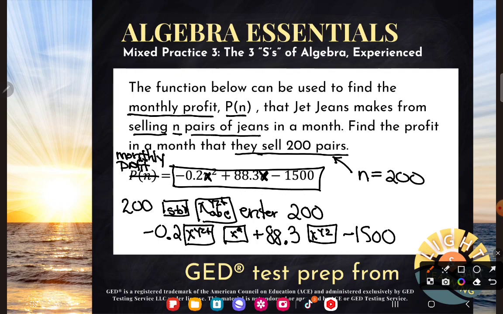Negative 0.2. Oh, I got to store first. 200. Store it as x. And then we have negative 0.2. We'll put in that x, we'll square it, don't forget the square, plus 88.3, x again, minus 1500. Oh, we are so lazy. The profit's going to be $8,160. Thank you, GED calculator.